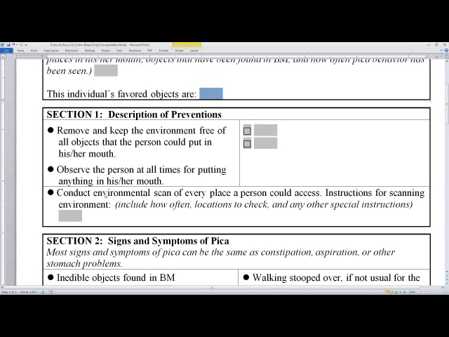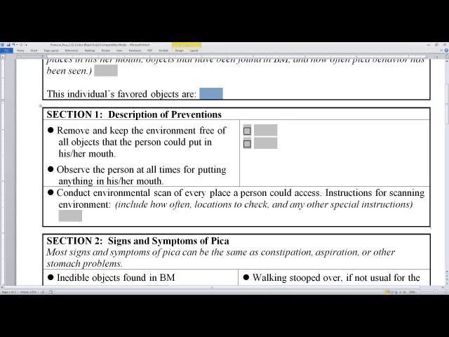And an environmental scan of every place a person could access is expected, and then instructions for scanning the environment. What do staff need to know? How often should they check? Where should they check? Are there any other special instructions? List that here. And then there are, of course, sort of fill-in-the-blank spaces here if there's anything else you want to add.